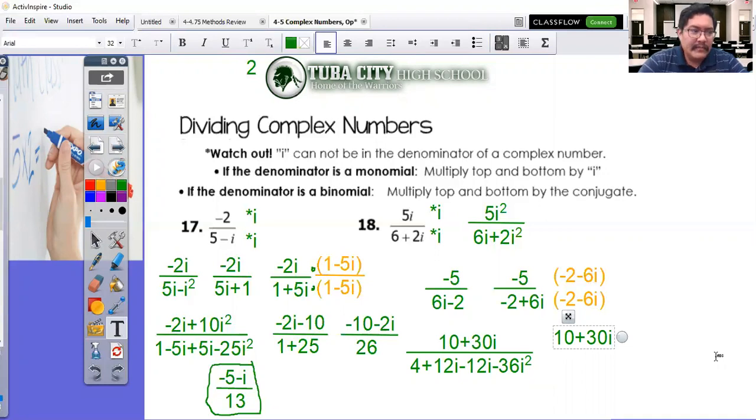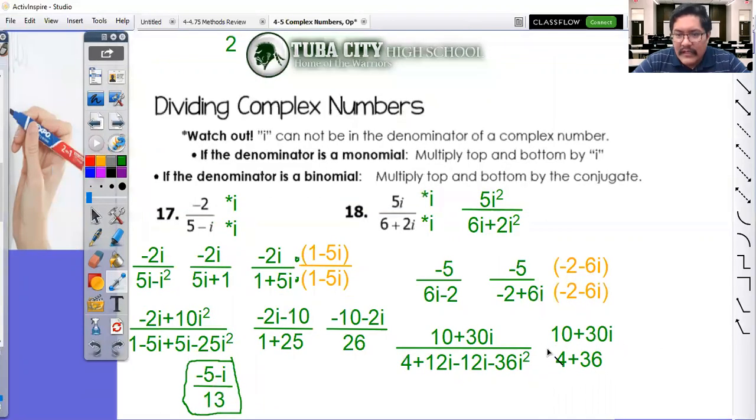Okay, now for the bottom part here, let's see what we got. We got 4 plus 36. Because the 12i and negative 12i are going to cancel each other out. And this 36 is going to become plus 36, because again, that i squared is just going to reverse the sign.